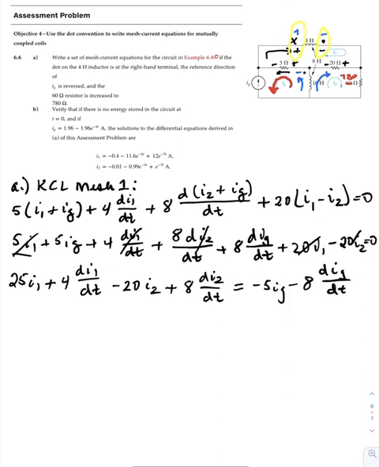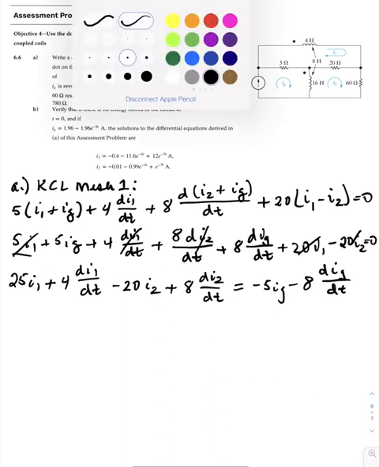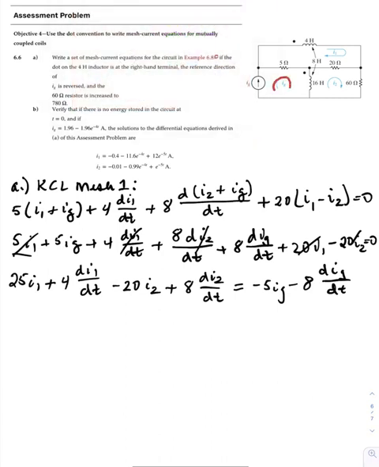Okay, KVL mesh 2. So let's erase all this. Oops, we didn't want to erase all of it. So I sub g is going in this direction, and this is 780. All right, let's start with the 780 ohm resistor.